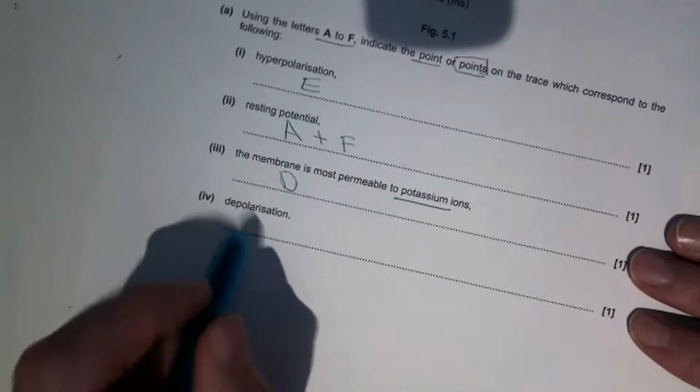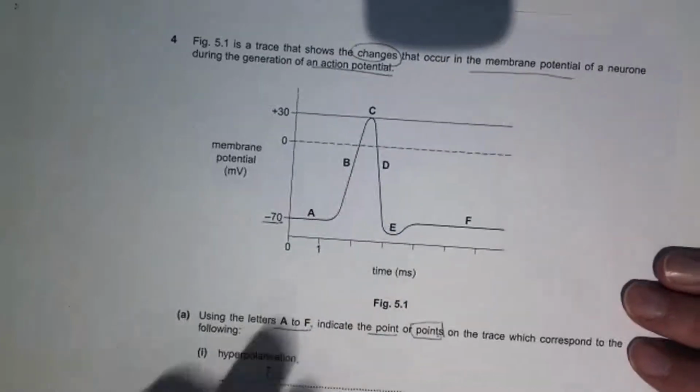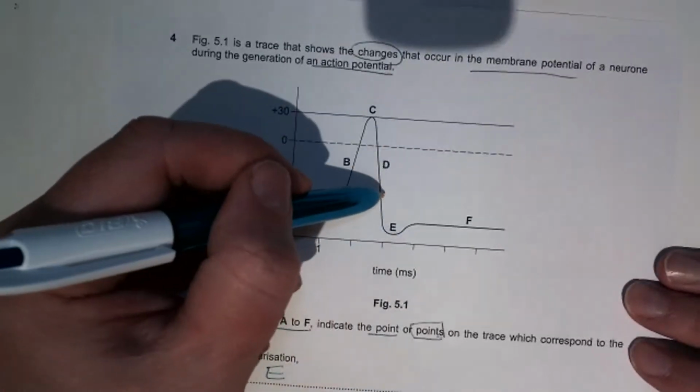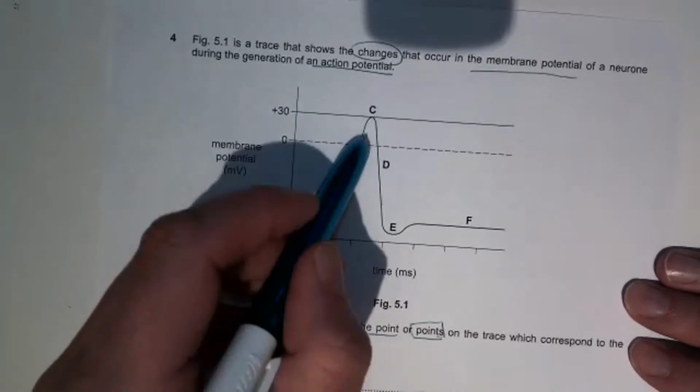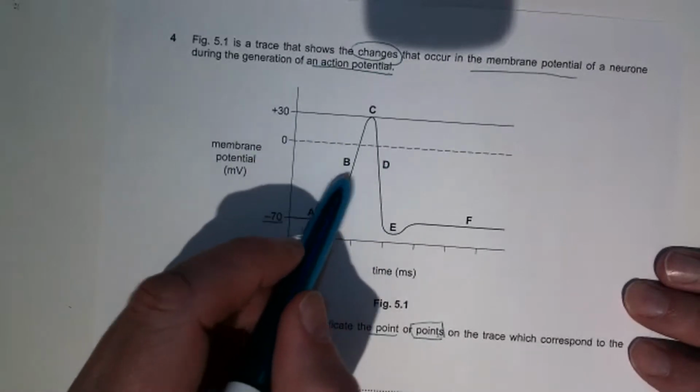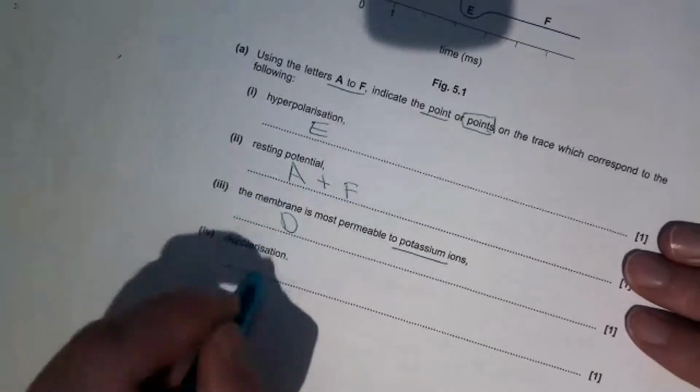And then depolarization, well, D is repolarization, so therefore depolarization is the opposite. That's when the voltage gated sodium ion channels are open, so that is point B.